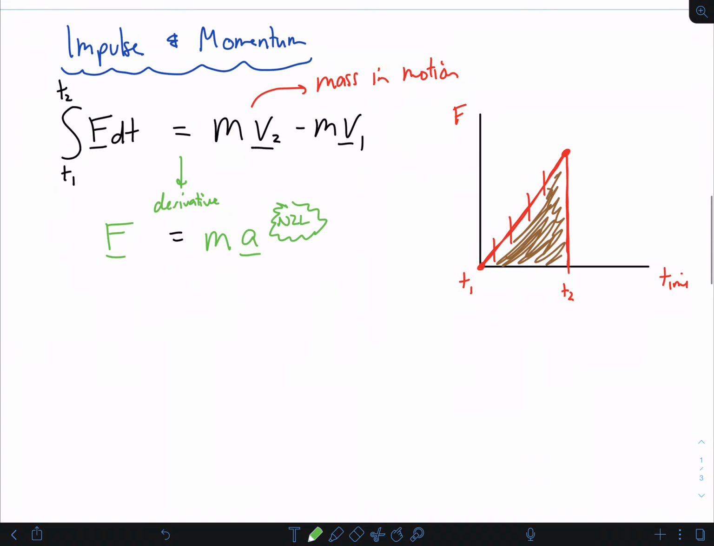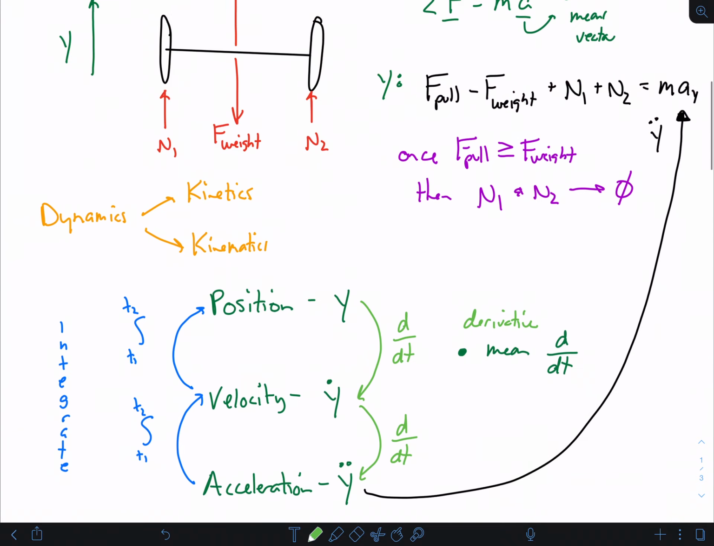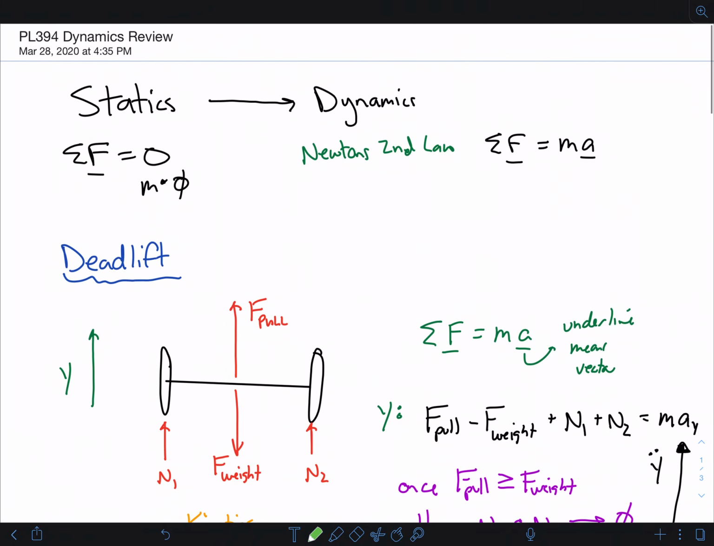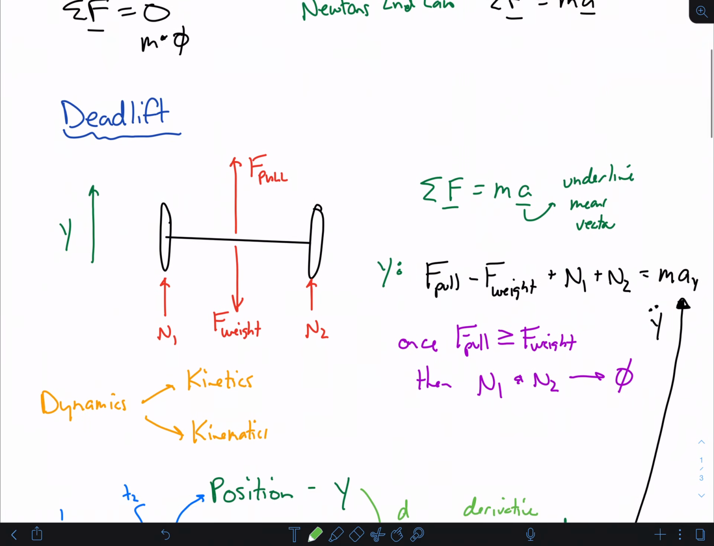So I think that's fairly clear, right? And again, if acceleration equals 0, we're just right back up to the top here where now we're talking statics. So you've done some statics before, you've done some acceleration equals 0 stuff.